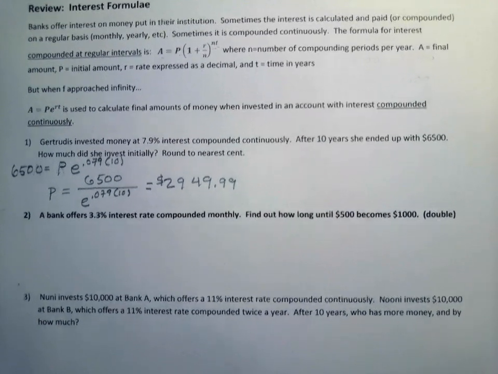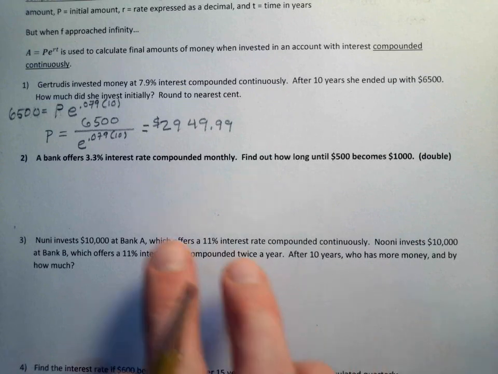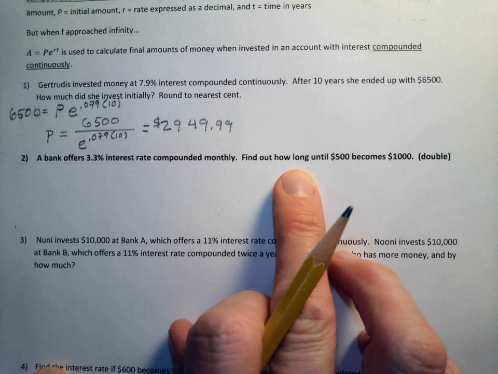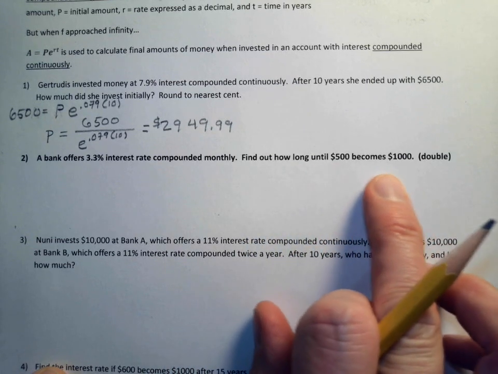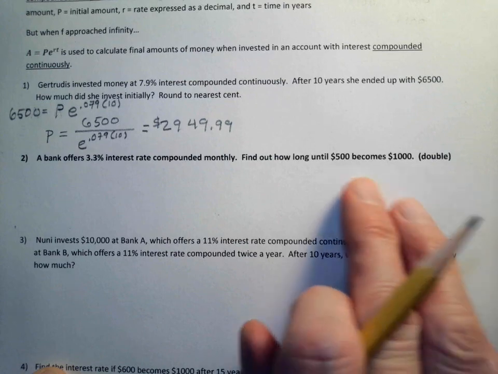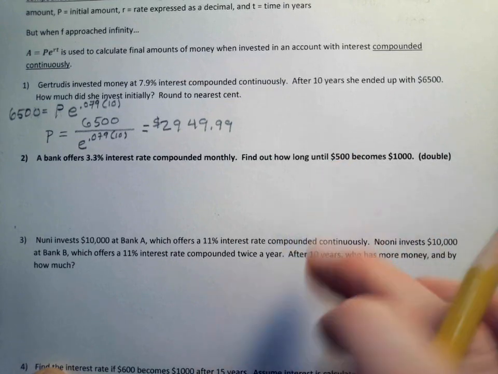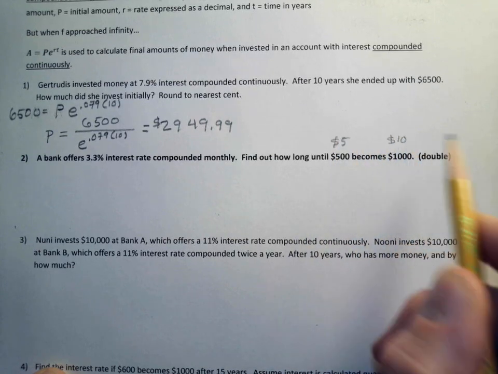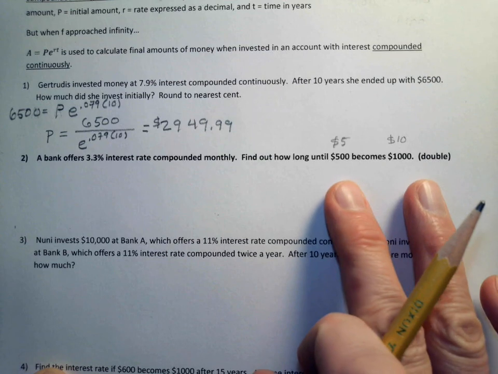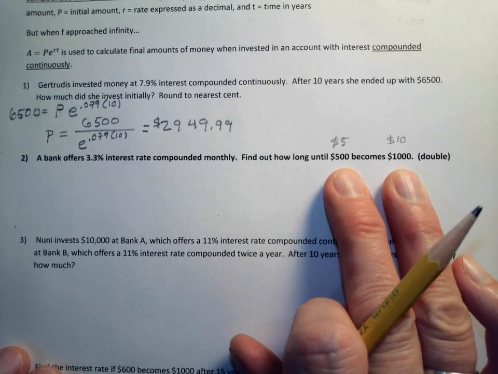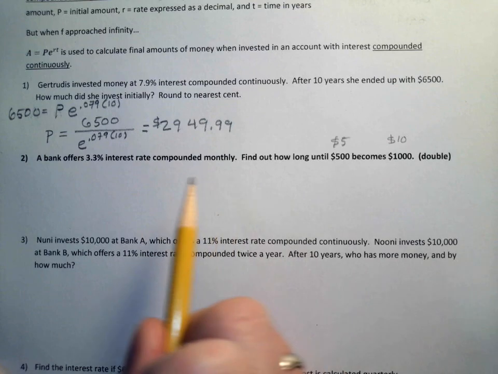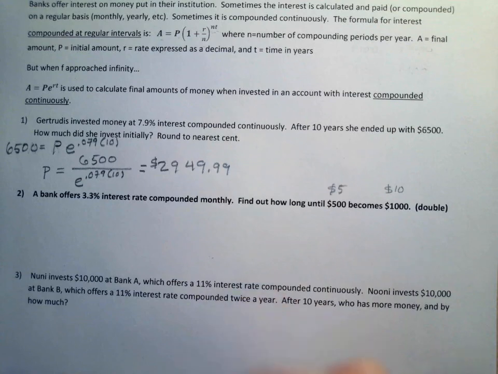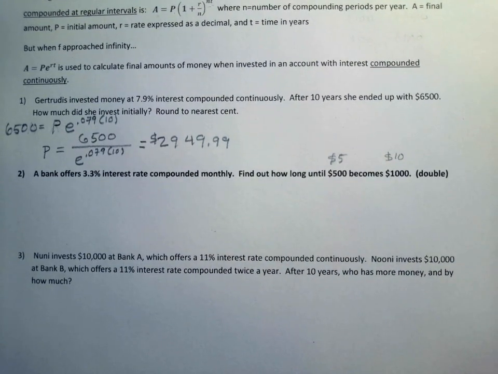All right, let's go on to number 2. A bank offers a 3.3% interest rate compounded monthly. Find how long until $500 becomes $1,000, or it doubles. So interestingly enough, if I start with $5, it will become $10 in the same amount of time. So it doesn't matter. We're really just doubling our money. All right, so we're compounding monthly, so we have to go back to this formula up here and plug in everything we know.